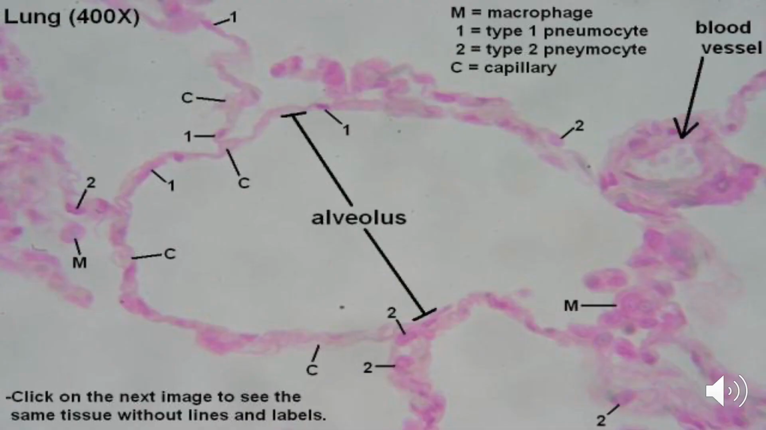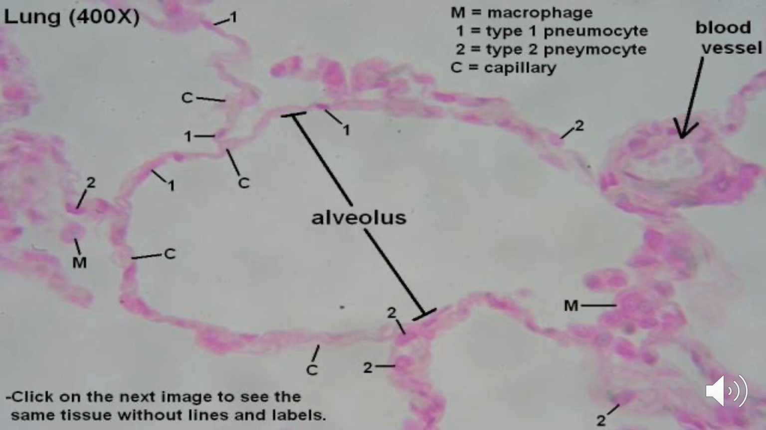Alveoli are lined by simple squamous epithelium. Do you know that there are two types of cells that are found at the walls of the alveoli? So take a look at the cell labeled with number 1. These are squamous cells, and we will name them as type 1 pneumocytes.